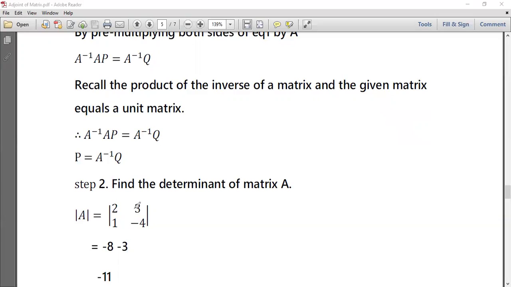So the first thing we're going to look for, let's find the determinant. This is the determinant of matrix A. Remember, this is the determinant form. When you see the two strokes, this is the determinant. So this is 2 × -4, that is -8. Remember the rule for determinant: multiply the leading diagonal, subtract. So -8, then minus the other diagonal: -1 × 3 is -3. So you have -8 - 3. All is clear. So if you do that, the determinant is -11.